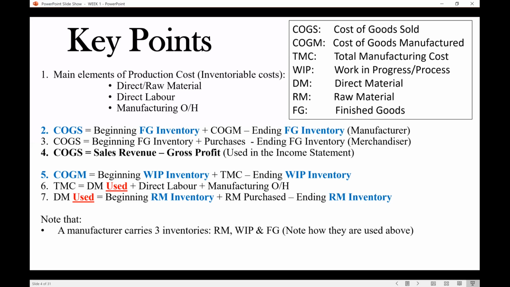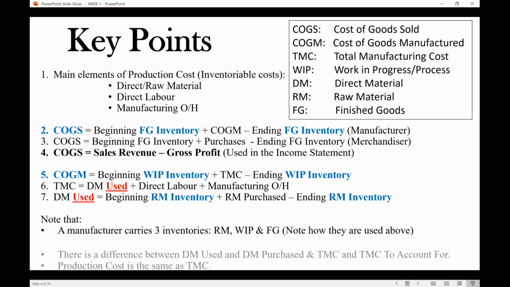So essentially, when you're told to find cost of goods sold, you have to find cost of goods manufactured, you have to find total manufacturing cost, you have to find direct materials used. So essentially, you're working from the bottom to the top. You're working from the bottom, finding direct materials used, then you're putting that answer in the next formulas to eventually arrive at cost of goods sold. And we'll work it in a question to come.